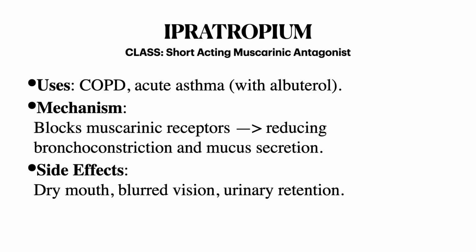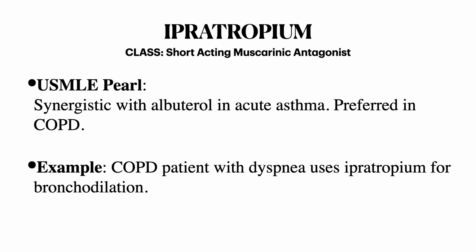And the USMLE pearl is that it is used synergistically with albuterol in acute asthma, and it is also preferred in COPD, chronic obstructive pulmonary diseases like bronchiectasis and chronic bronchitis, right? And an example use of this drug is a COPD patient with dyspnea. Dyspnea is difficulty in breathing. The patient uses ipratropium for bronchodilation, and the dilation of the bronchial system will allow you to breathe freely, right?